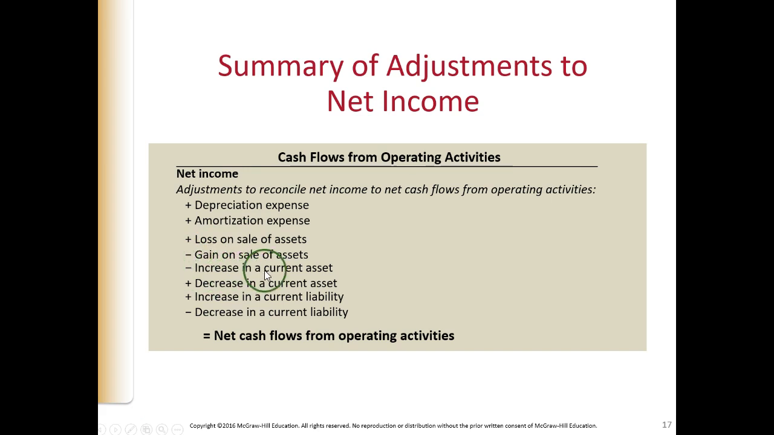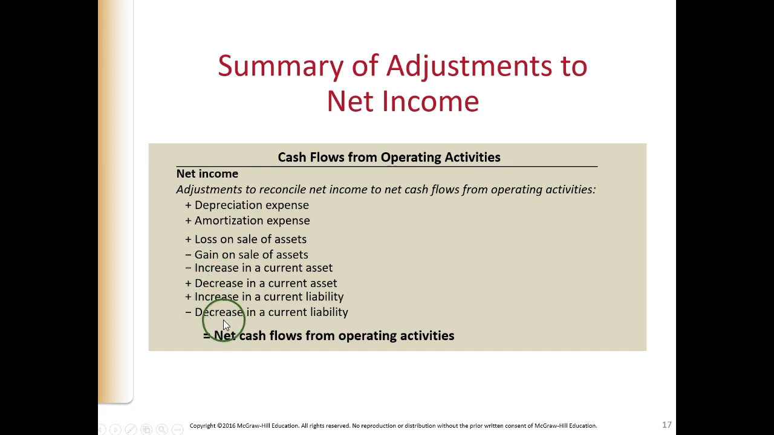Any increase you have in a current asset account that is non-cash, so we're talking about accounts receivable, inventory, prepaid items, subtract an increase. If we have a decrease in those non-cash current asset accounts, add the decrease. The pattern for current liabilities is just opposite. If we have an increase in a current liability account, add it, and a decrease, we subtract it.